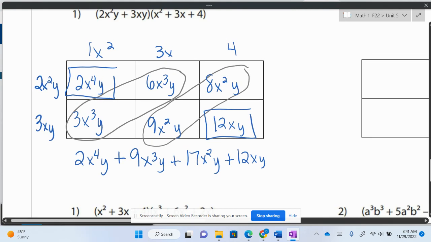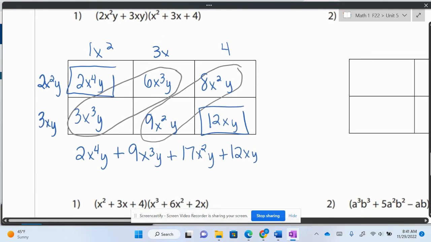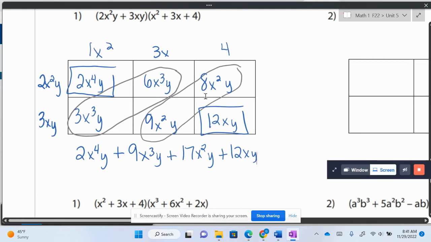Do you guys like that method? Not really. Okay. We'll do a 3 by 3 just so you can see what it looks like and see how they match up for groupings.